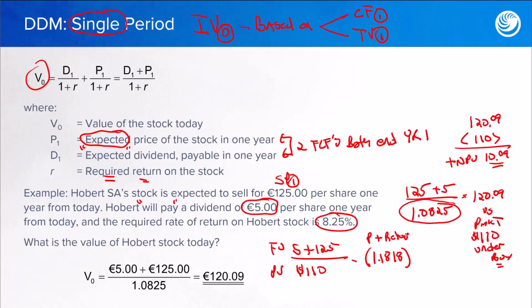Now, since we have a 1-year holding period, you raise that to 1/1, 1 being the number of periods. Here it's just 1, and then subtract your principal. What's our return? 18.18%, as predicted, greater than our required rate of return of 8.25%. All righty. Not so bad.